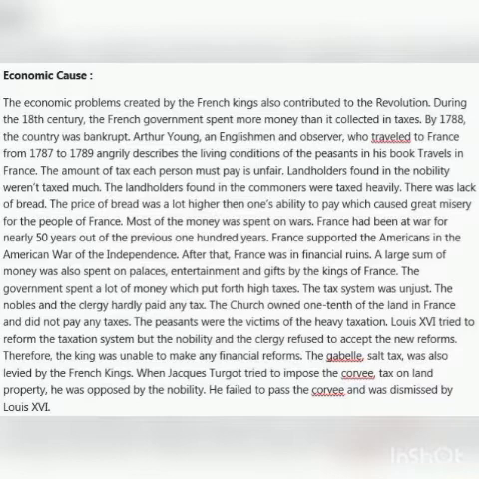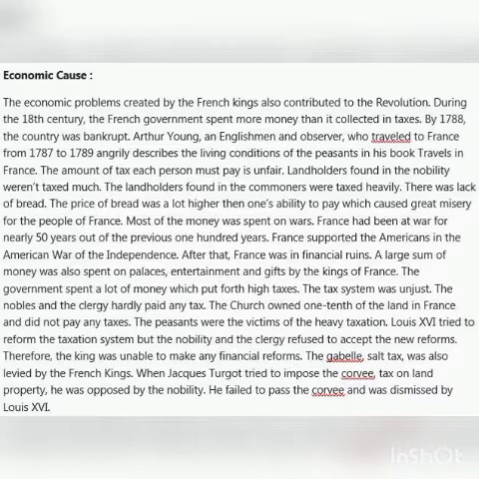Most of the money was spent on wars. France had been at war for nearly 50 years out of the previous 100 years. France supported the Americans in the American War of Independence. After that, France was in financial ruins. A large sum of money was also spent on palaces, entertainment, and gifts by the kings of France.